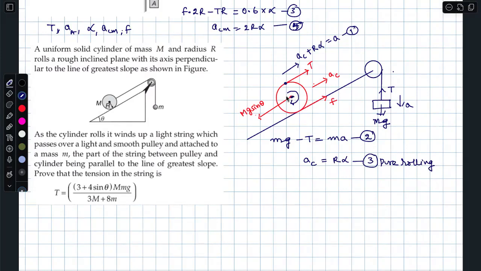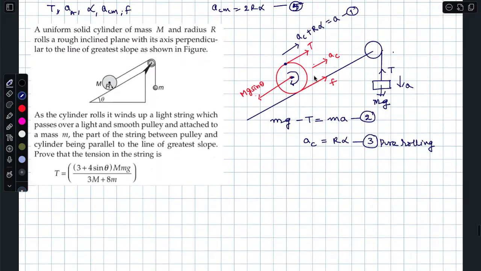AC is equal to R alpha, equation 3, pure rolling. Now you will apply the torque equation. The free body diagram of this: T plus F minus mg sin theta is equal to MAC. Now T into R minus F into R is equal to I alpha. Cylinder, so mr square by 2 alpha, equation 5.